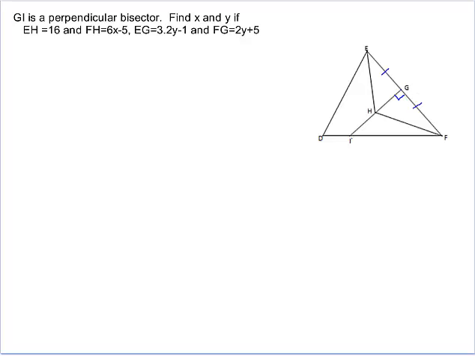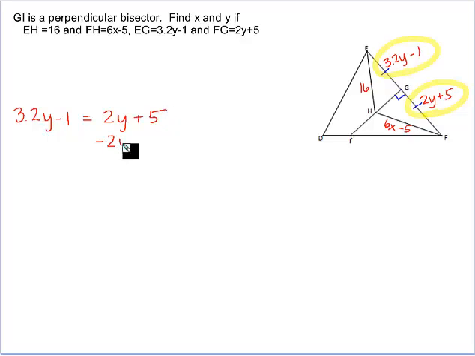So here we're told that EH is 16, FH is 6x minus 5, EG is 3.2y minus 1, and FG is 2y plus 5. Well, notice right here, it should be very clear that 3.2y minus 1 should be equal to 2y plus 5 because they are both marked as congruent. So that will be our first equation, and we can solve for y. So 3.2y minus 1 should be equal to 2y plus 5.